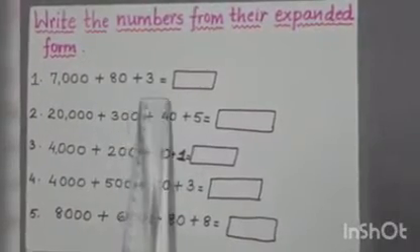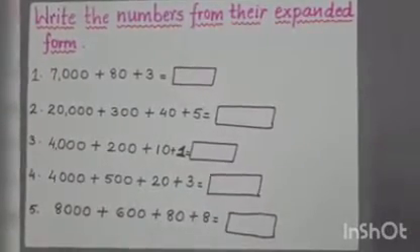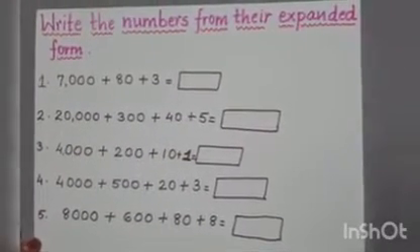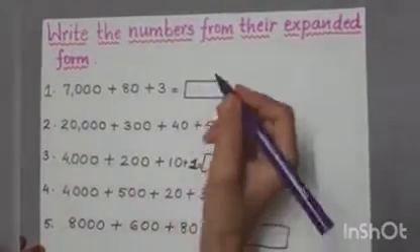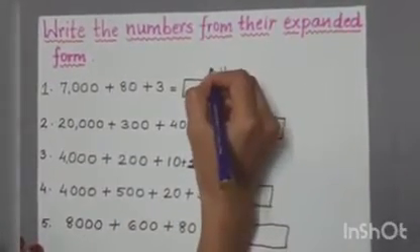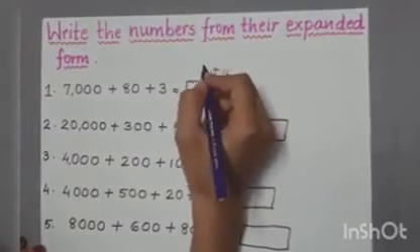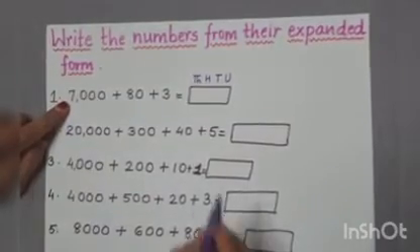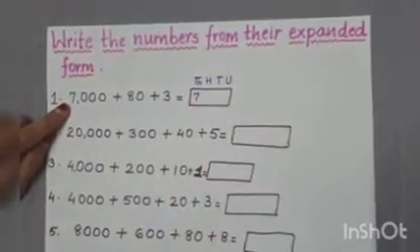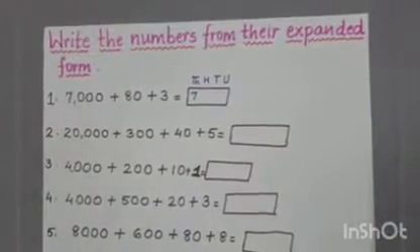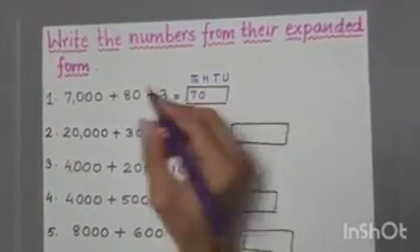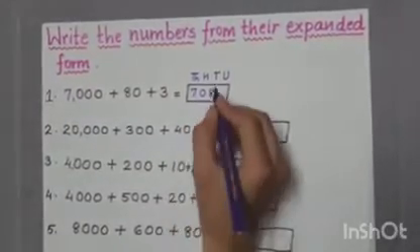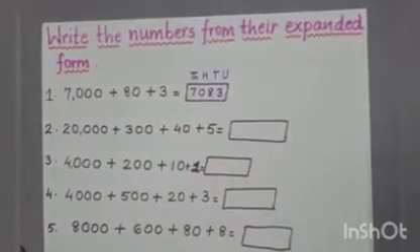The number has already been expanded. What we have to do? We have to write the number. So here is a very easy step to make the sum easy. We are first going to write unit, tens, hundred and thousand. Now this number is 7,000, so here it will come 7. Then you don't have any hundred number, so 0. Then you have 80, that means it will come in tens place. And then we have 3 in the units place.